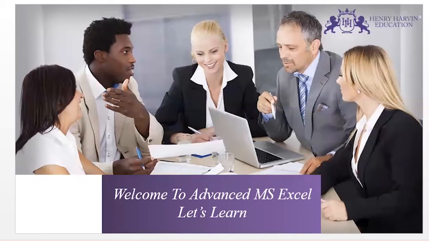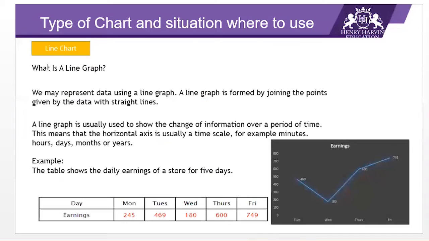Let me go back to my slide where I can show you some of the most important charts which can help you understand better. What is a line graph? This is the type of chart and the situation where to use it. A line graph or line chart is used to show the change of information over a period of time. You can see this small example where the earnings for particular days are mentioned, and it can easily be showcased on this chart. That means the horizontal axis is usually a time scale, for example, minutes, days, months, or years.